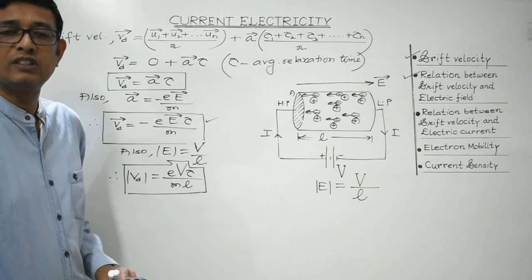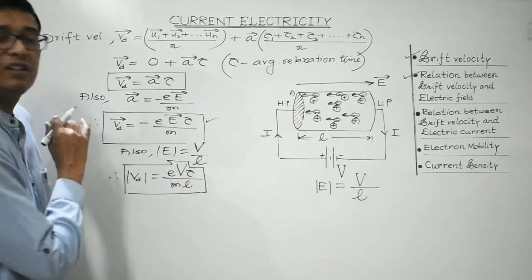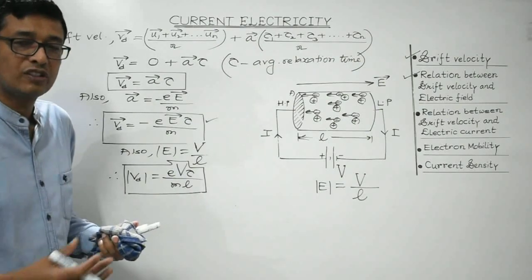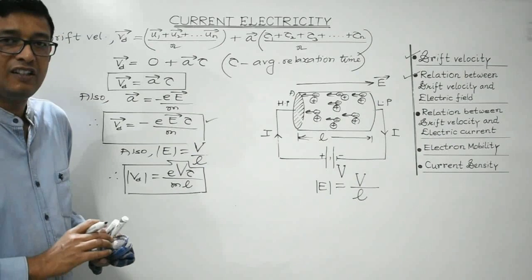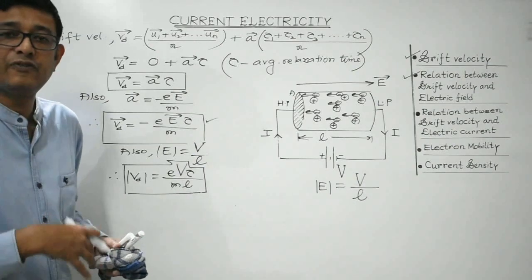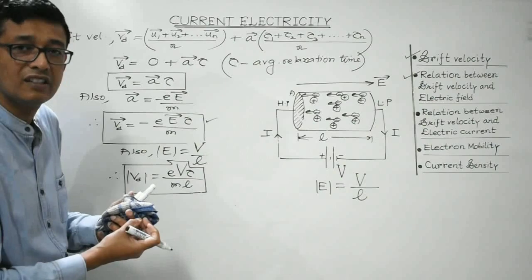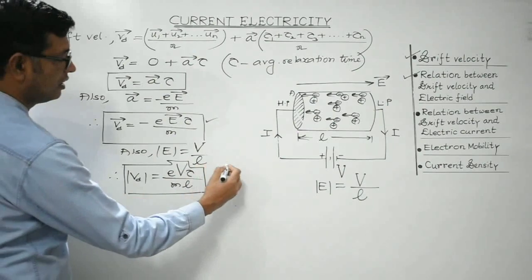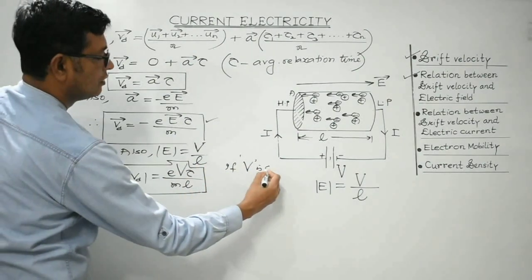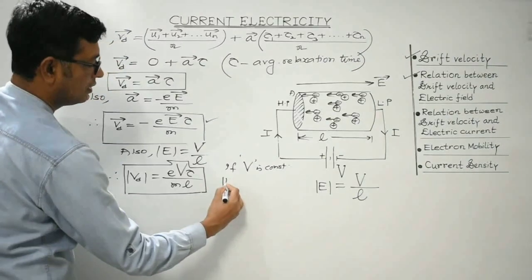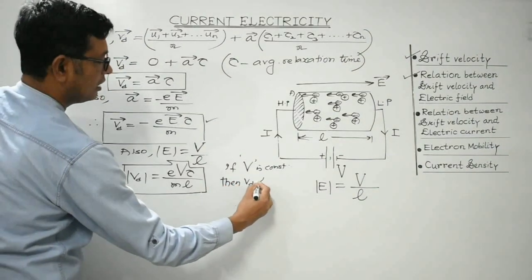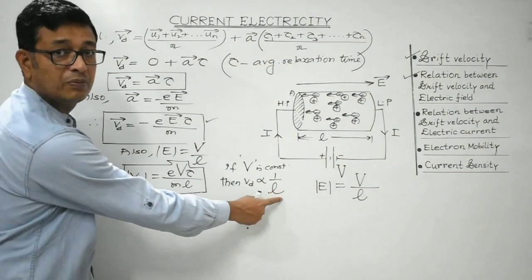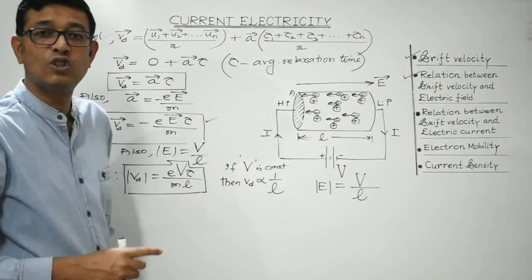There are many conceptual questions which are based on this particular expression. Like, if the potential difference across the ends of the conductor remains constant, then what will be the effect on the drift velocity of electrons if the length of the conductor is doubled? So look, that can be answered using this particular expression. If V is constant, potential difference is constant, then Vd is inversely proportional to the length of the conductor. So if the length of the conductor is made twice, the drift velocity of the electrons will become half.